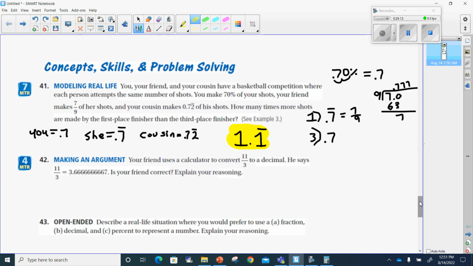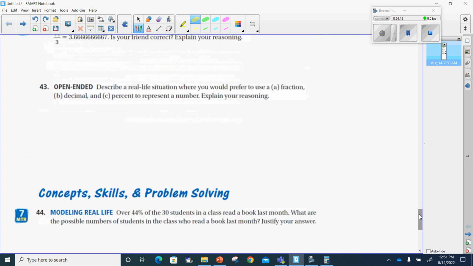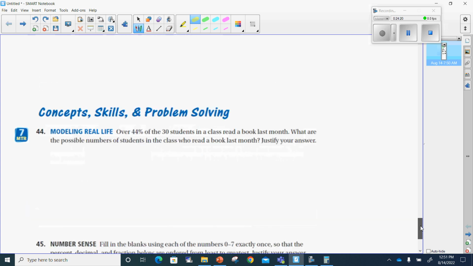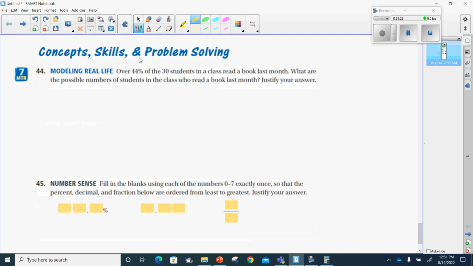I'm going to let you have number 42 and 43. I think I'm going to go ahead and take number 44 here. Over 44% of the 30 students in a class read a book last month. Wow, I really butchered that sentence. What are the possible number of students in the class who read a book last month?